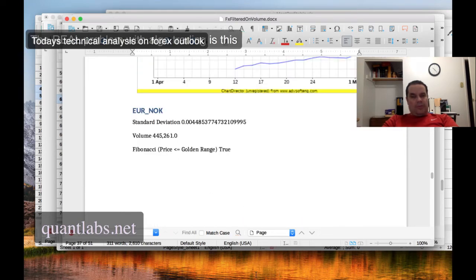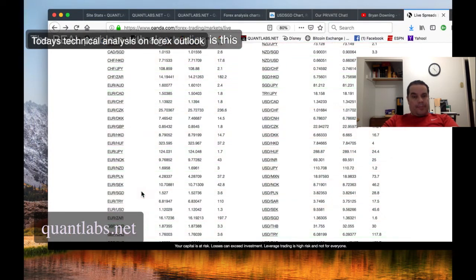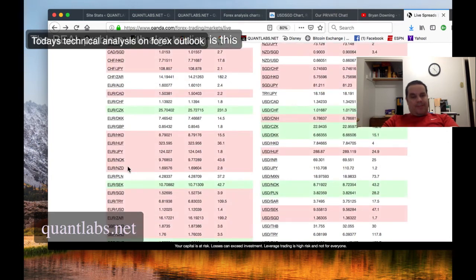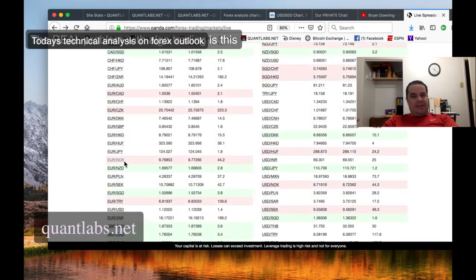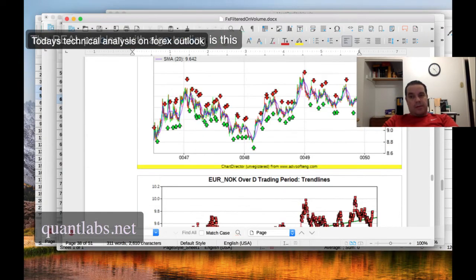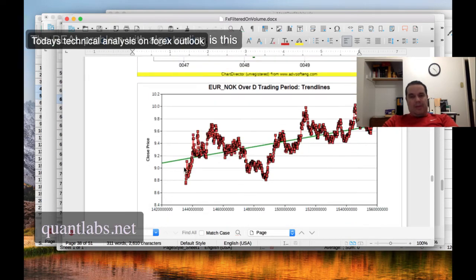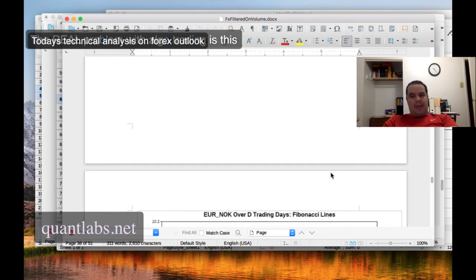Euro against the Norwegian. That spread at 9.78 is barely worth looking at. Let's do it just for fun. It's here. We had a very nice signal. They move up historically. I don't know if there's any real reliability here, but this is quite interesting. Upward trend, recent price action did break through that upward trend. That's good.